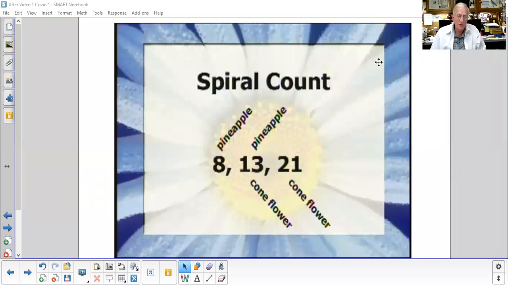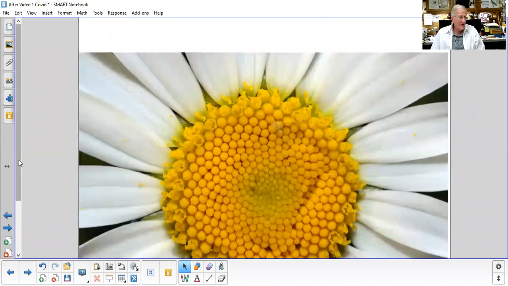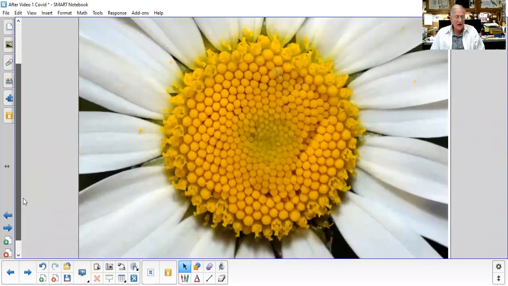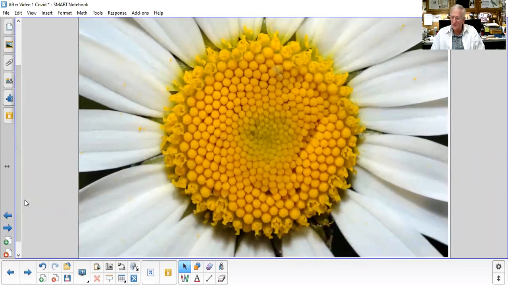Now, you will notice that the spiral count that we have talked about so far with the pineapple and the coneflower has produced the numbers 8, 13, and 21. Okay? Well, let's go on and take a look at another flower. Here is a daisy.